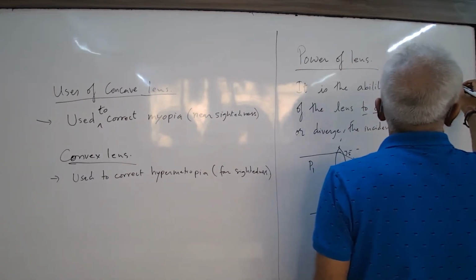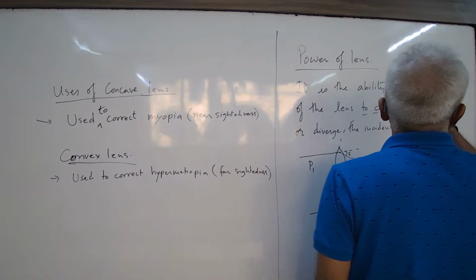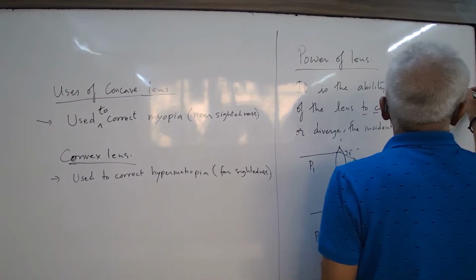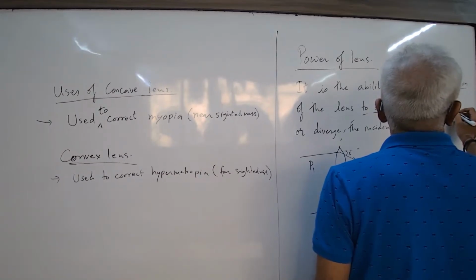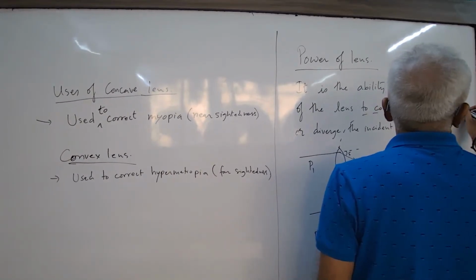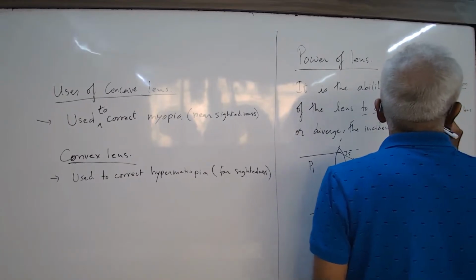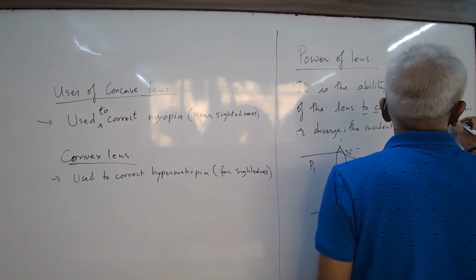Sign convention for focal length: positive for convex lens, negative for concave lens.